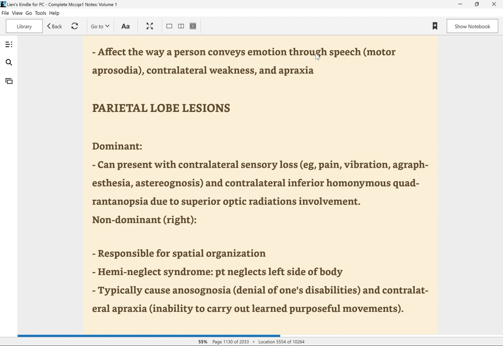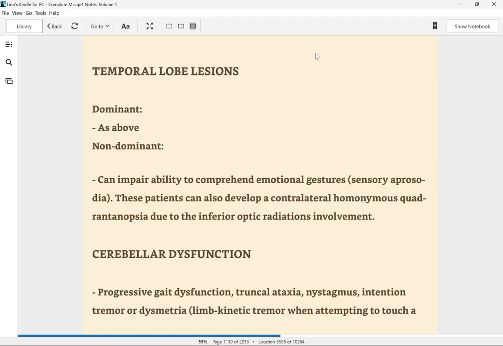Non-dominant, right, responsible for spatial organization. Neglect syndrome: the patient neglects the left side of the body, typically causes anosognosia, denial of one's disabilities, and contralateral apraxia, inability to carry out learned purposeful movements. Temporal lobe lesions, dominant, as above. Non-dominant, can impair ability to comprehend emotional gestures, sensory aprosodia. These patients can also develop a contralateral homonymous quadrant anopsia due to the inferior optic radiation's involvement.